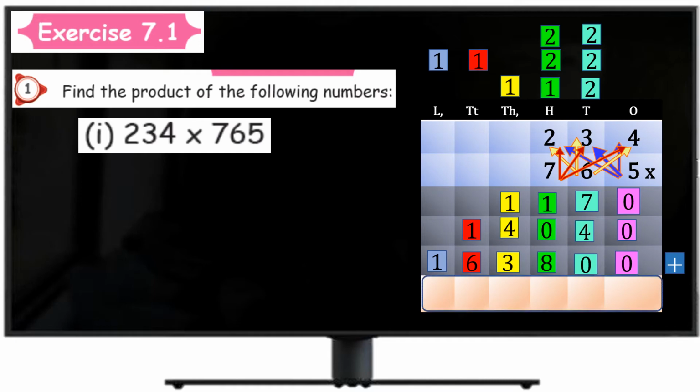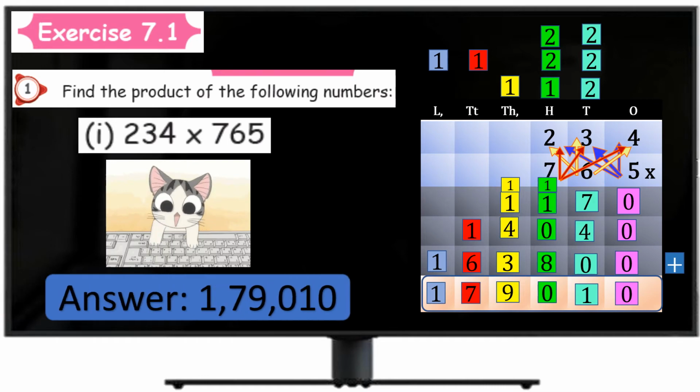So 0 plus 0 plus 0, 0 only. And here 7 plus 4, 11. So 1 here and 1 above on this 100th place value. Now we are going to add all those green digits. 1 plus 1, 2, 2 plus 8, 10. So 0 here and 1 above. Then if we add all those yellow digits, what will be the answer? 4 plus 3, 7, 8, 9. So 9 is the correct answer. Here in red digit, 6 plus 1, 7, and 1 should come down.